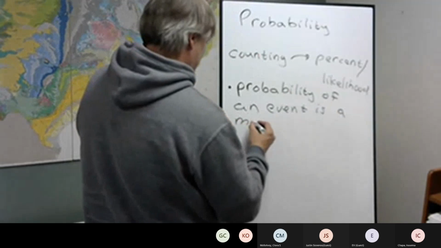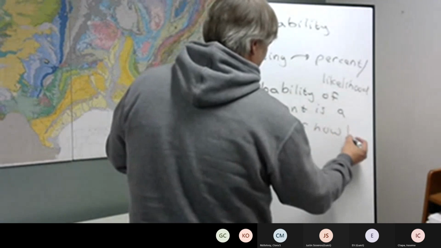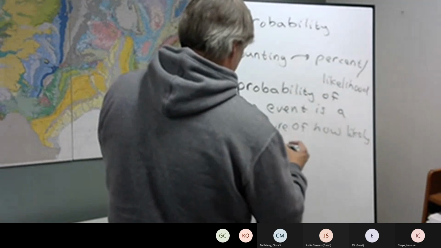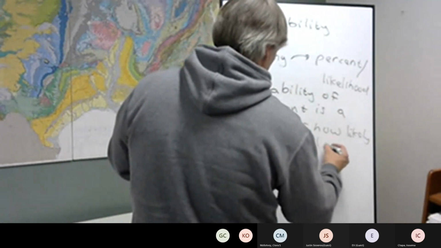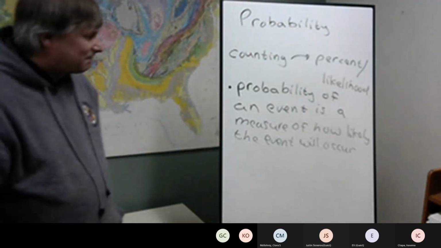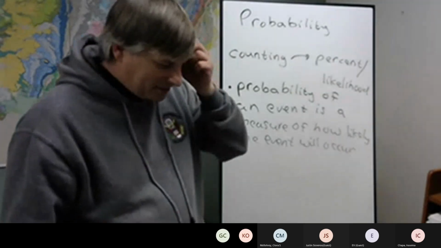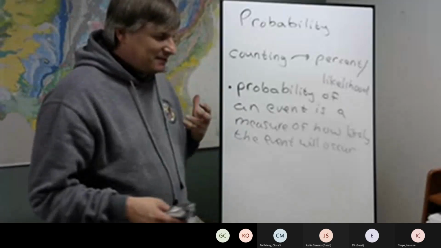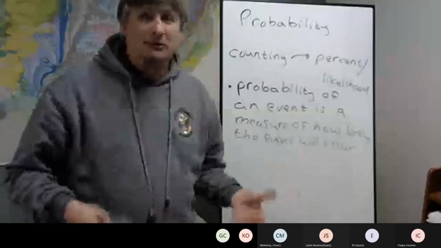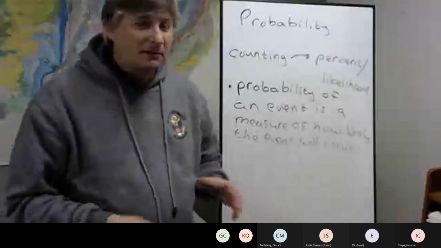it's a measure of how likely the event will occur. So it's a measure of how likely the event will occur. And we're going to contrast this where we look at, say, what are the odds of an event not occurring, or something that we don't want to see happen. And that's when we get into odds in favor and odds against.